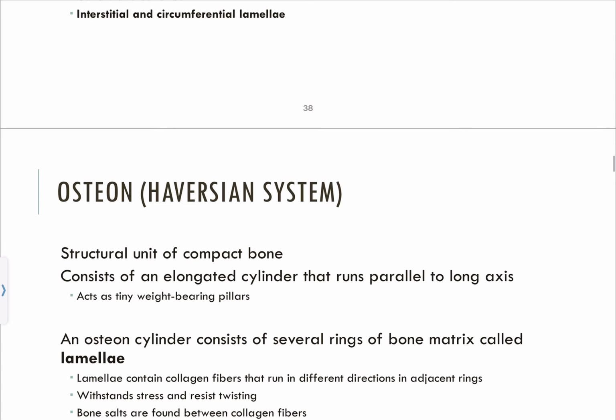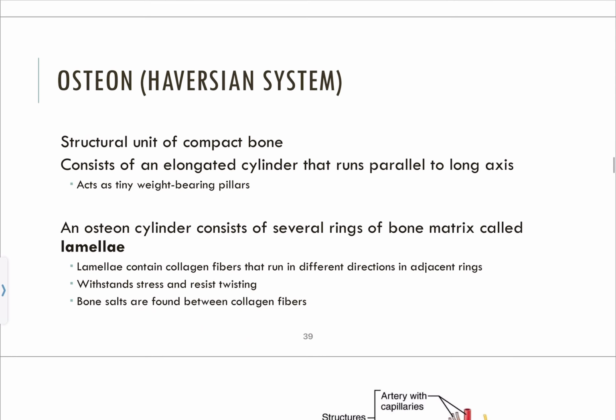The osteon is probably one of the most important structures to know about compact bone because it is the structural unit of compact bone. What are they? These are cylinders running parallel to the long axis of long bones, and these cylinders act as weight-bearing pillars. So compact bone is made up of multiple osteons, and I'll show you a picture in a little bit.